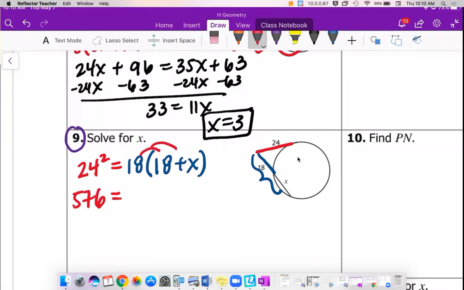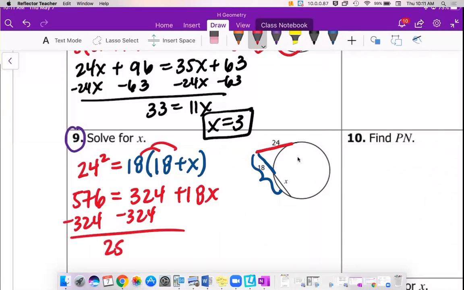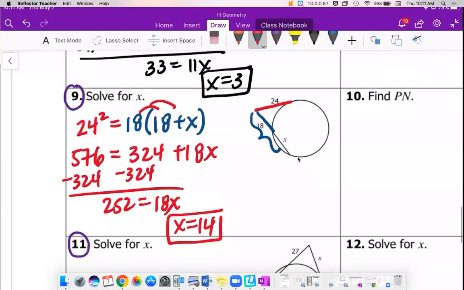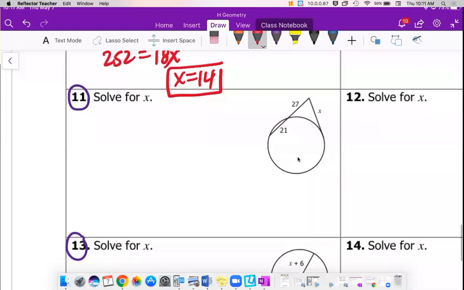I'm going to distribute the 18 through here. So 18 times 18 is 324 plus 18x. Subtract 324. And we get 252 is equal to 18x. Divide by 18. So we get x is equal to 14. And then you guys are all done. So you just have to plug it in, do the math, find the side lengths.